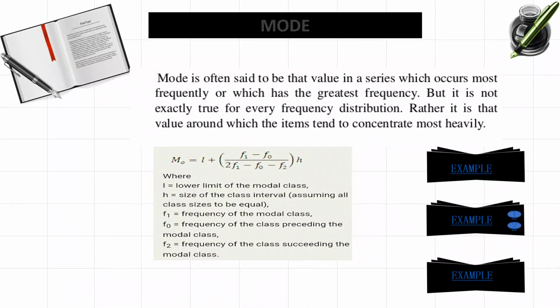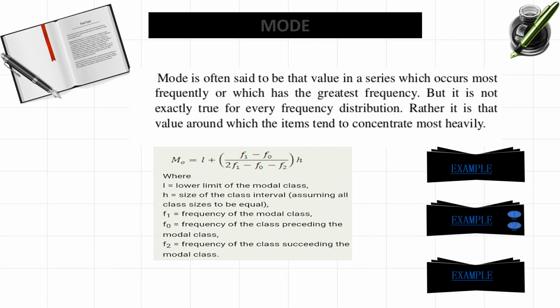It is often said to be that value in a series which occurs most frequently or which has the greatest frequency. But it is not exactly true for every frequency distribution. Rather, it is that value around which the items tend to concentrate most heavily.